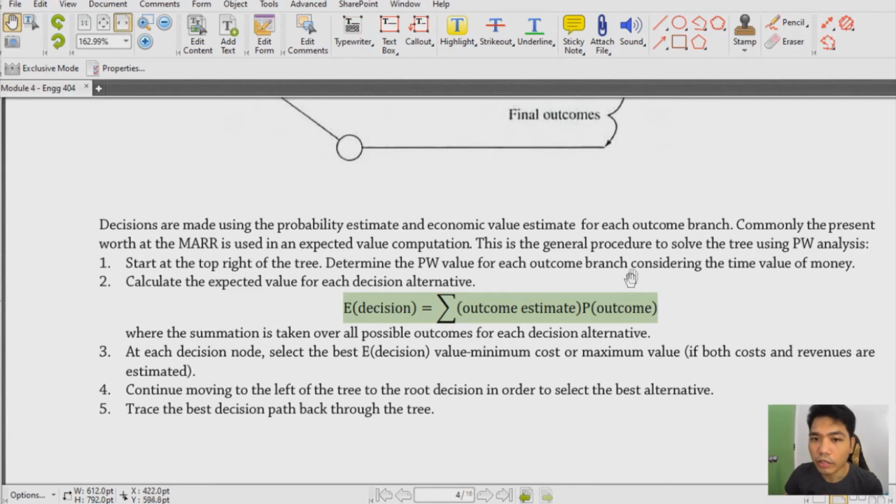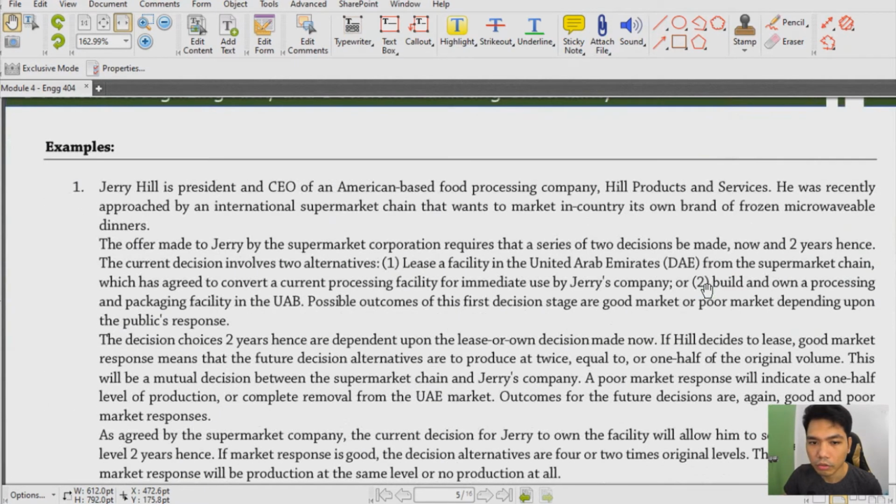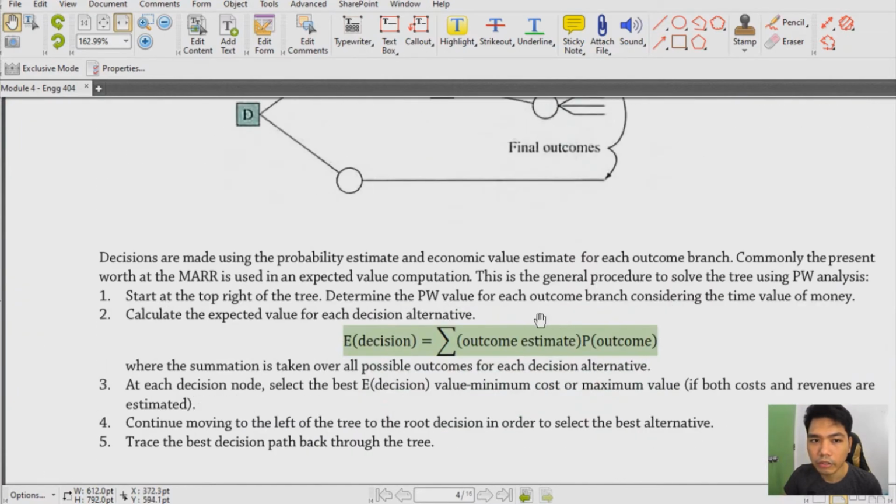And then ito yung general procedure ng present worth analysis ng decision tree. So number 1, you start at the top right of the tree and then determine the PW value for each outcome branch considering the time value of money. So actually wala pala dito yun, but let's have it later. So, you need to calculate the expected value for each decision alternative. So, di ba meron kayong PW doon na makukuha? So, you multiply that with the corresponding probability.